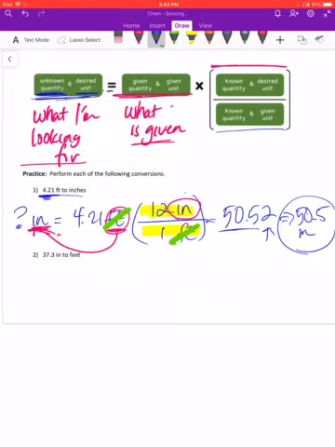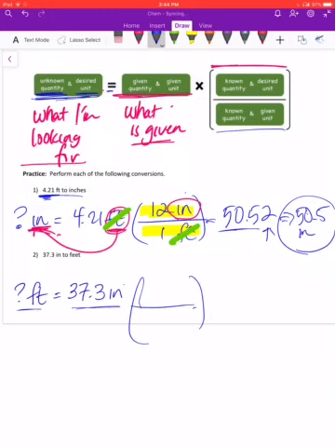Let's do one more. Here we have 37.3 inches. We want to change that to feet. So I'm looking for feet. We're starting with 37.3 inches. Again, what's my goal? What am I starting with? And then we do a conversion factor. So I need something that takes me from inches to feet. Again, we know that there's 12 inches in 1 foot.